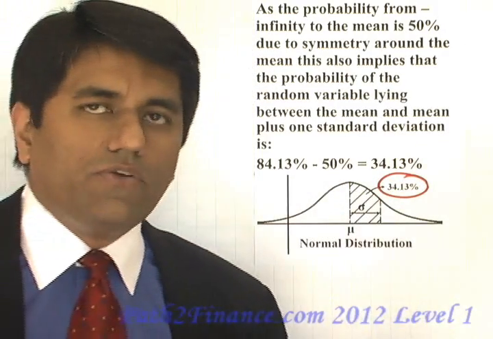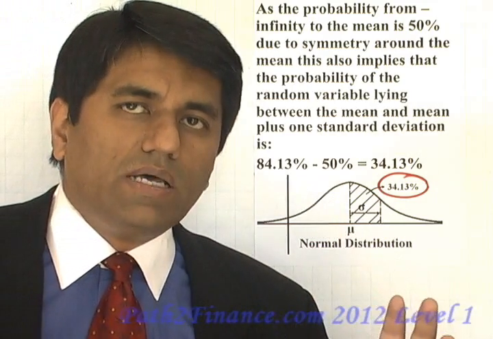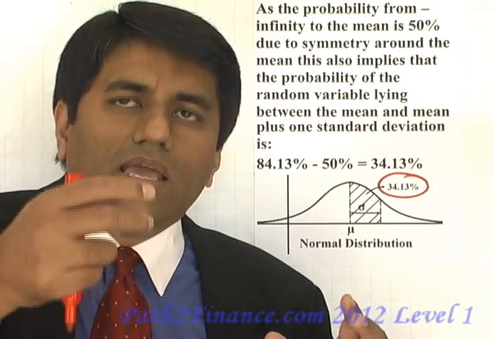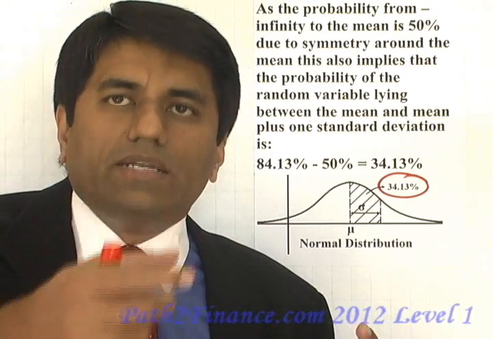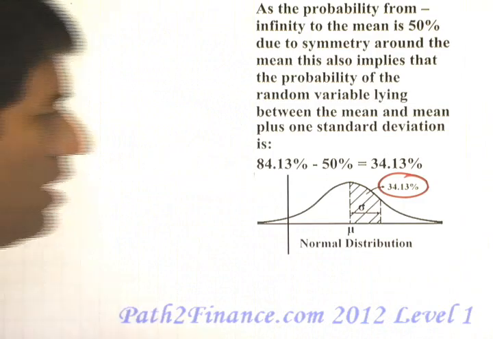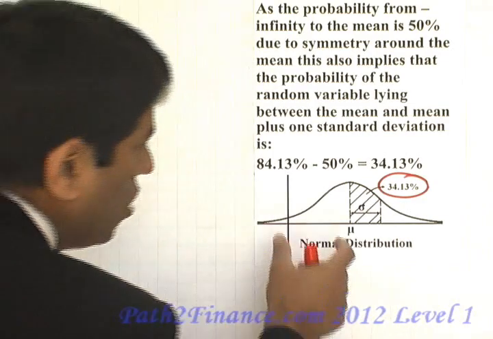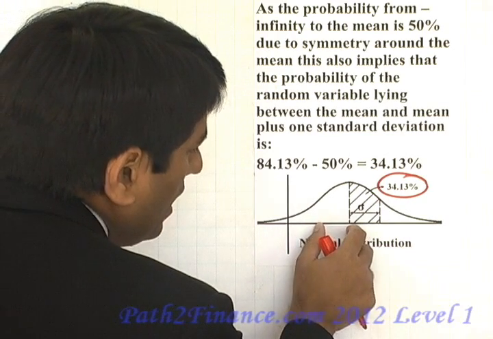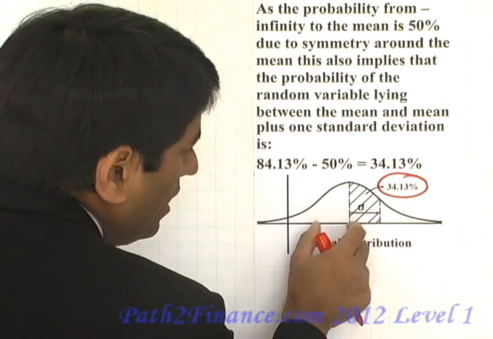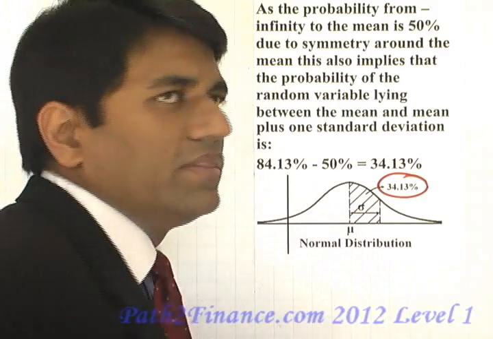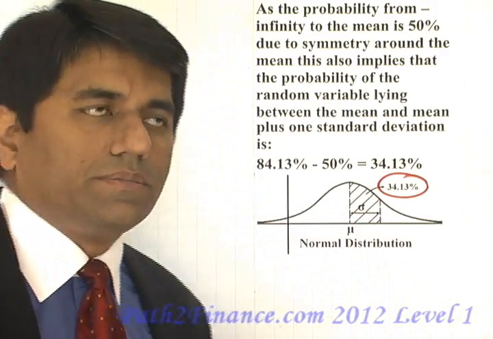So this is how you use the table to find the probability for the variable to fall in different ranges. Similarly, by symmetry, you would know that the probability of the variable falling between z equal to minus 1 to z equal to 0 also would equal 34.13%.